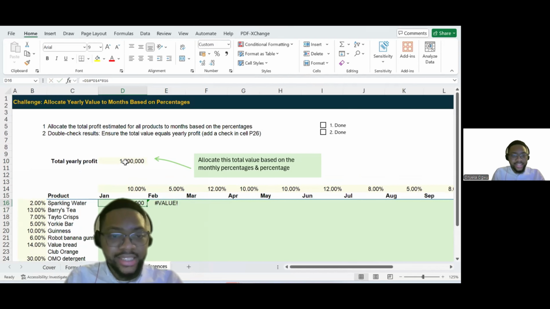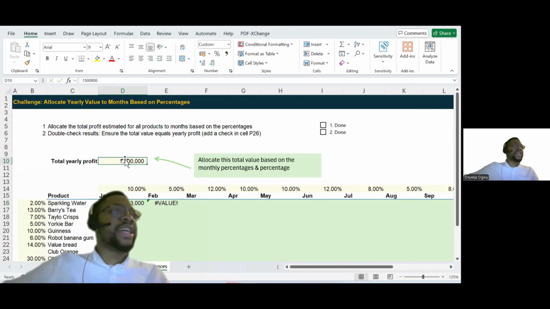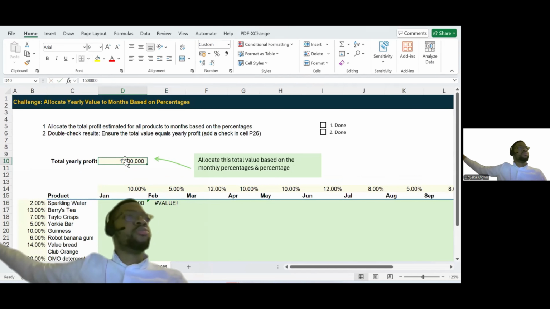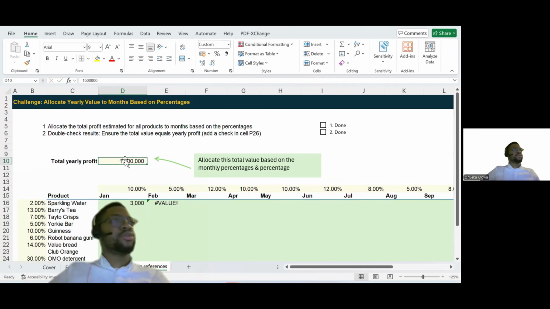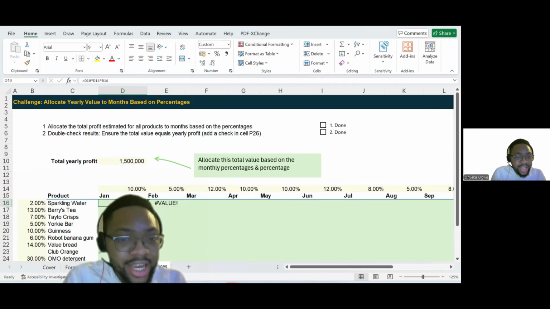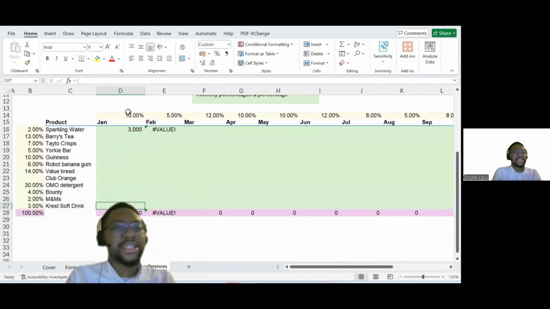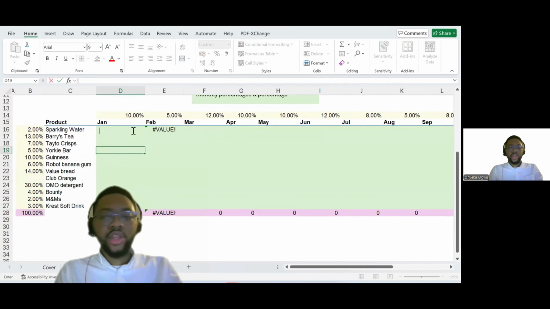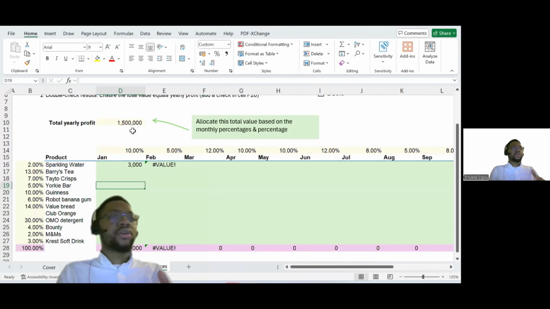Now, what do we want for this E10? This E10, that's this profit. Do we want the profit to change as we move month to month? Yes or no? Will the total profit change from January to February? Or this D10, will it change from month to month? Do we want it to change? No, it should be a constant.